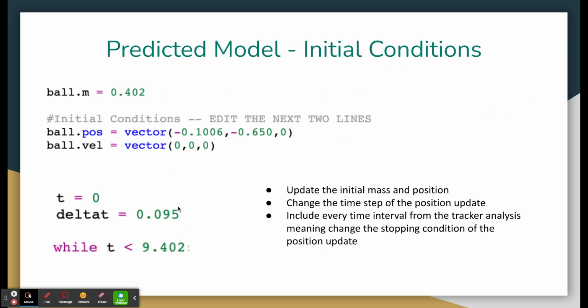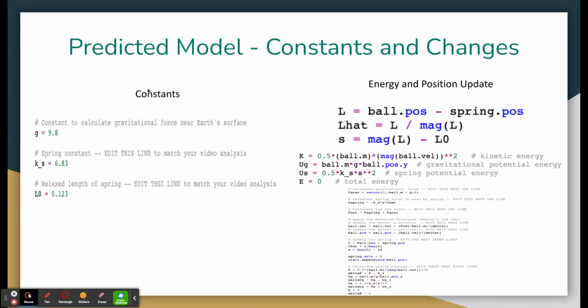So for our predicted model, the initial conditions are what we just had in the observed model. We update the initial mass, the change in the time step, and then include every time step from 0 to 9.4 seconds, so we could then see a total graph with each number. Next, we have some constants, like gravity, the spring constant, which we determined in the observed model, and the relaxed length.